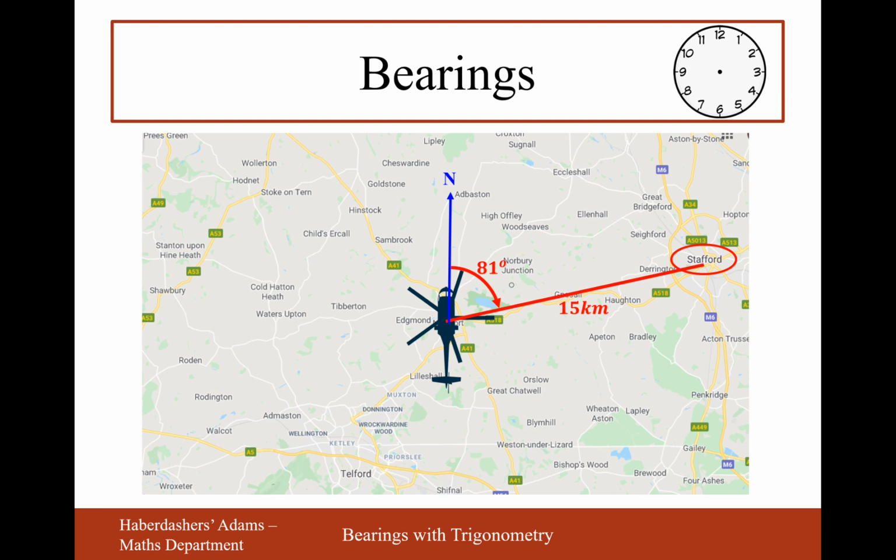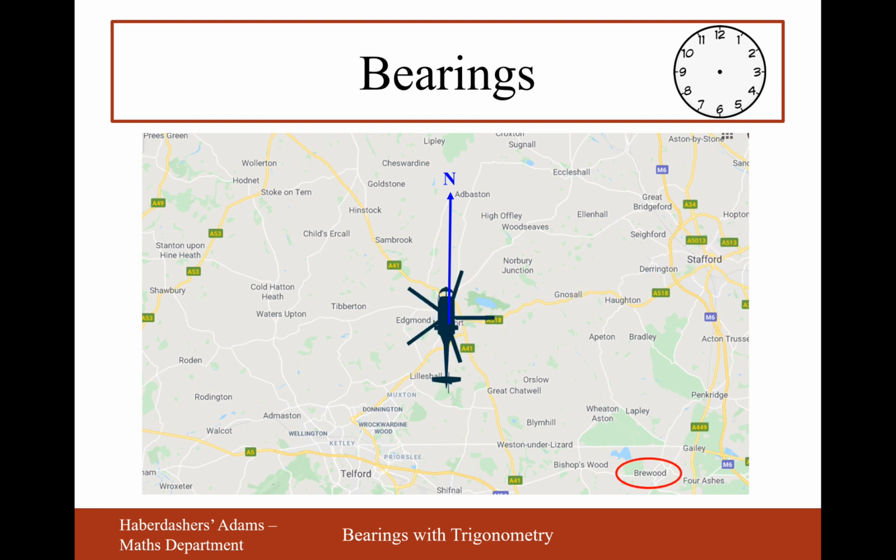The bearing is 081, and it's the angle that the helicopter pilot will have to turn from facing north to get to Stafford. So that's what bearings are. It's a direction for helicopter pilots or other people who use survey maps to get from one place to another. So the helicopter pilot will rotate 81 degrees round and then fly 15 kilometers exactly, and they'll get to Stafford.